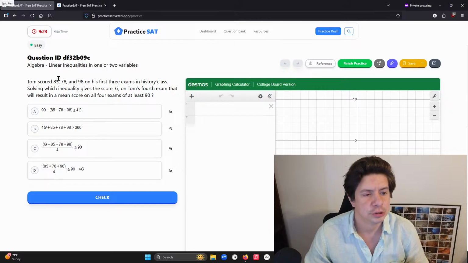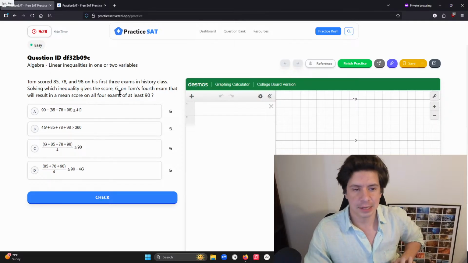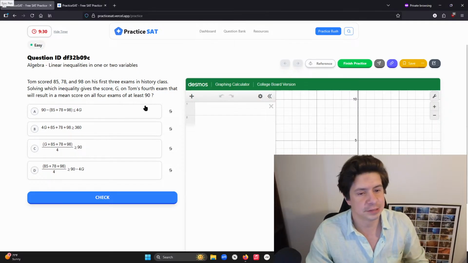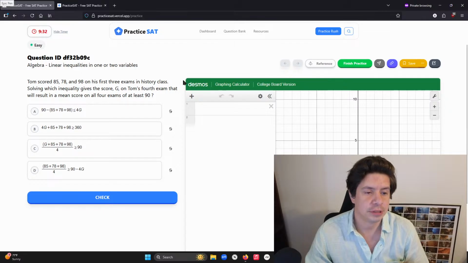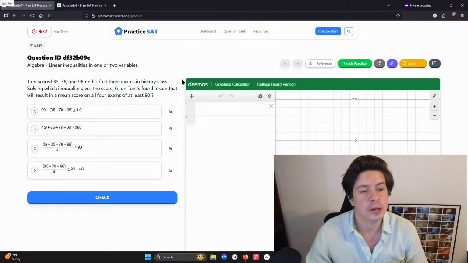So Tom scored, we'll start with this one here. Tom scored 85, 78, and 98 on his first 3 exams in history class. Which inequality gives the score G on Tom's 4th exam that results in a mean score on all 4 exams of at least 90?